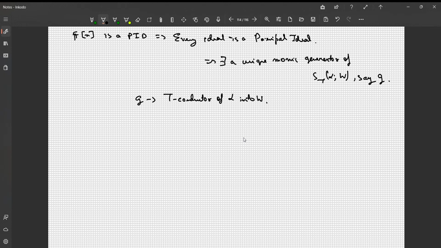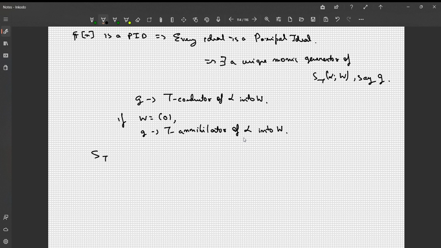G is also termed as the T-conductor of alpha into W. So it's also called the T-conductor of alpha into W. And if W is the zero subspace, then G is called the T-annihilator of alpha into W. Clear? Okay.